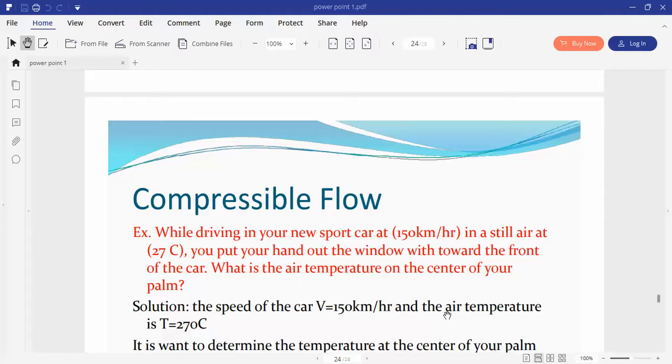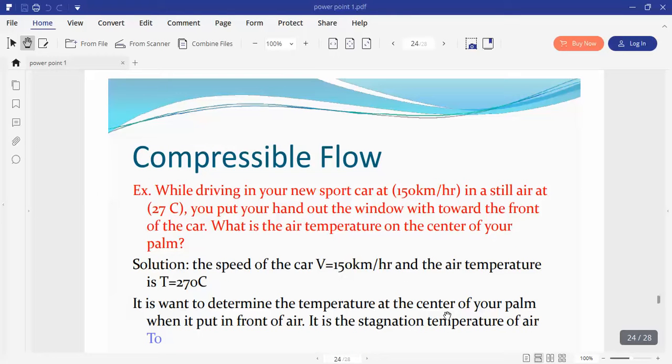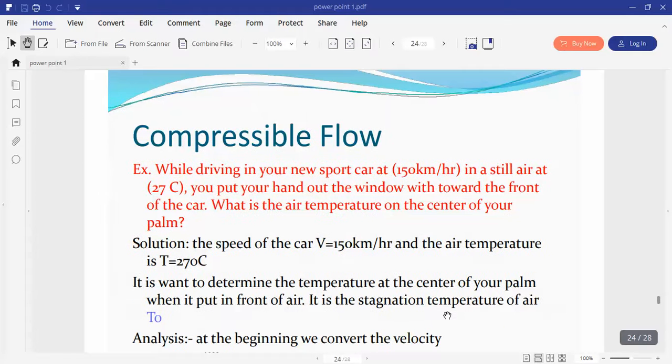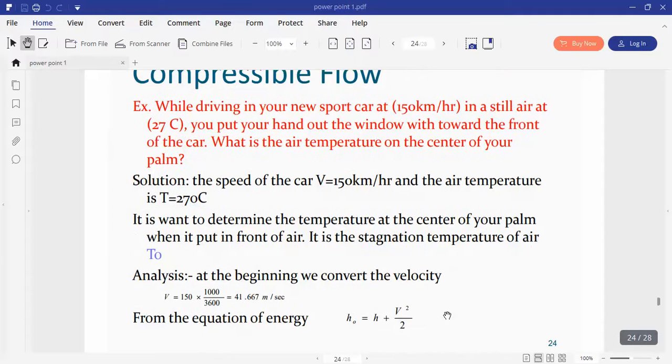Solution: the speed of the car V is 150 km per hour and the air temperature is T equal to 27 degrees centigrade. We want to determine the temperature at the center of your palm when it is in front of the air. It is the stagnation temperature of air, T naught. Then the temperature at your hand center is T naught, because at this point the velocity of the air is zero.